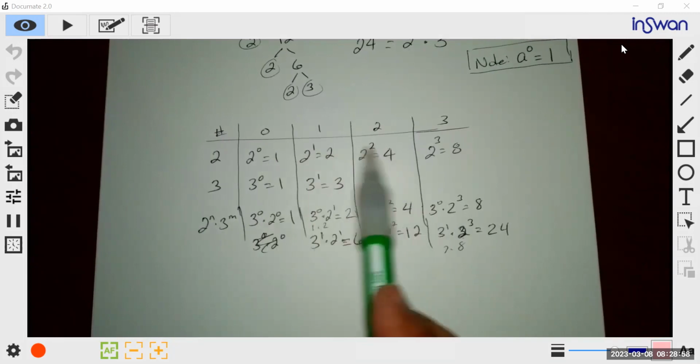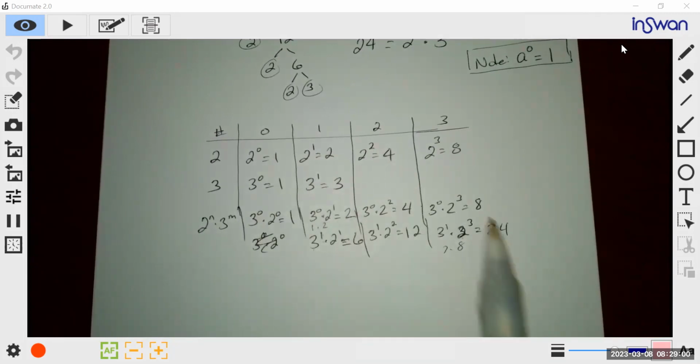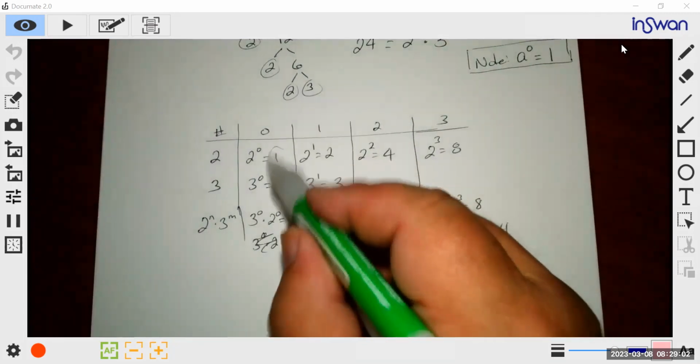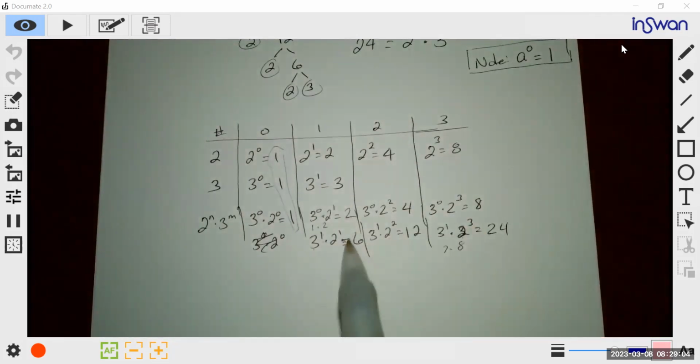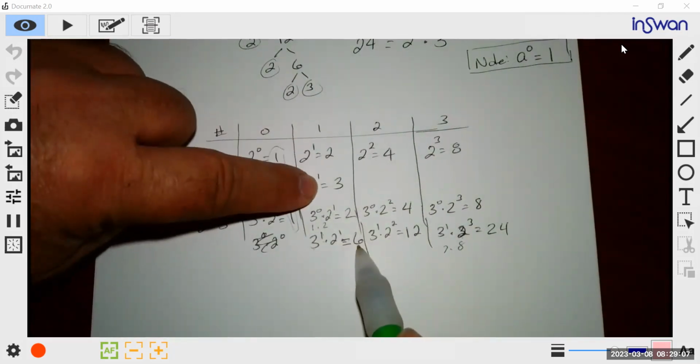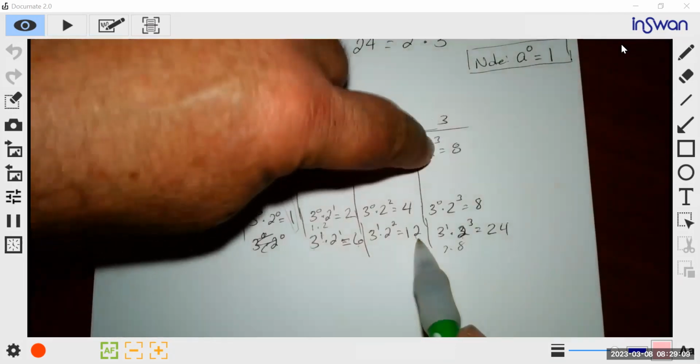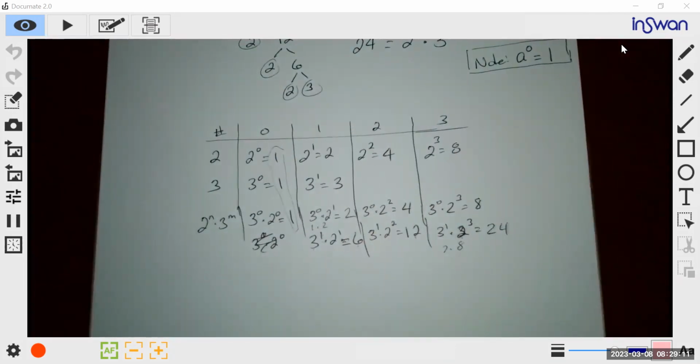So we have 1, 2, 3, 4, 5, 6, 7, 8, 9, 10. 10 different combinations, but all of these are the same. That was the same. That one's okay. These are the same. So we can determine how many we have.